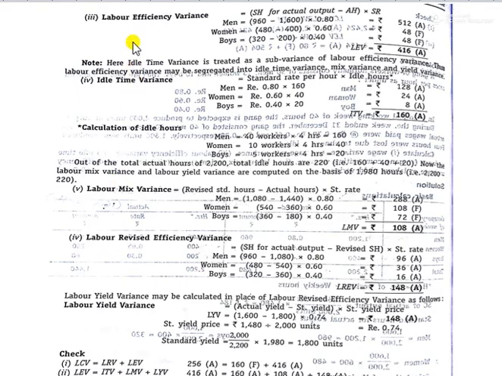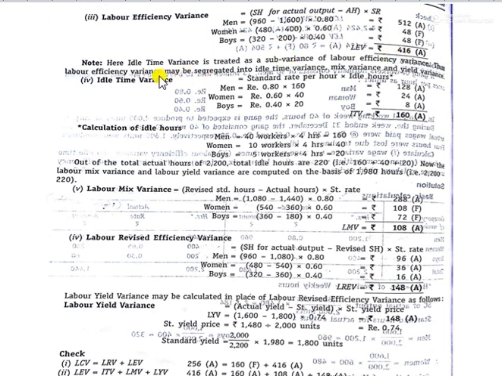Next we are going to calculate the labor efficiency variance. The formula for labor efficiency variance is standard hours for actual output. You should be very careful. The formula is standard hours for actual output minus actual hours into standard rate. Standard hours for actual output for men we already calculated, it is 960, minus actual hours 1600, into standard rate 0.80. It comes to 512 adverse. Like that we need to calculate for women and boys also. The final labor efficiency variance comes to 416 adverse.